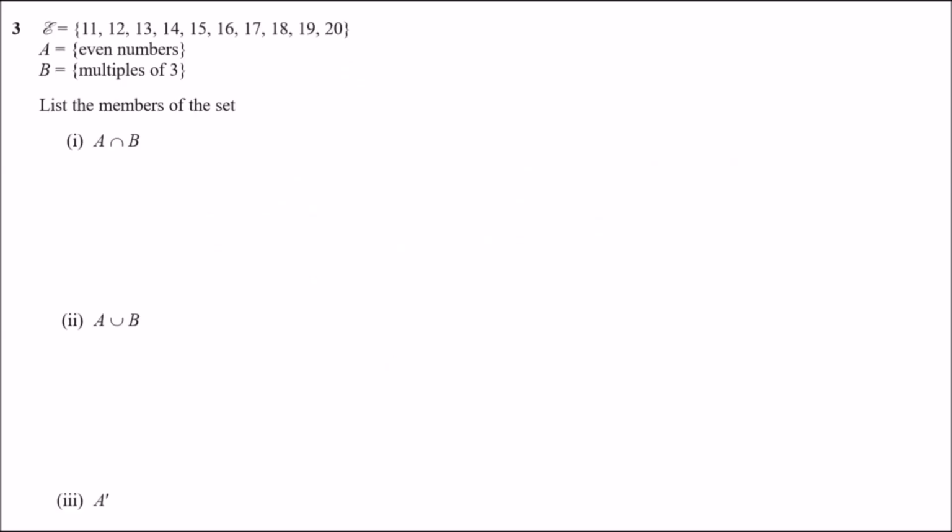Okay, number 3. So here we're looking at set theory. We're given an entire set or domain which contains elements 11, 12, all the way up to 20, going in ones, yeah?